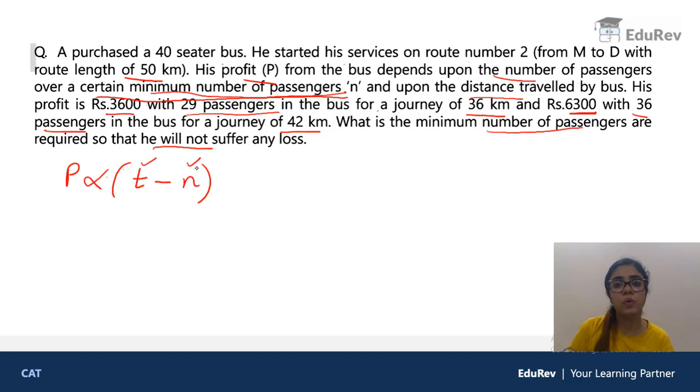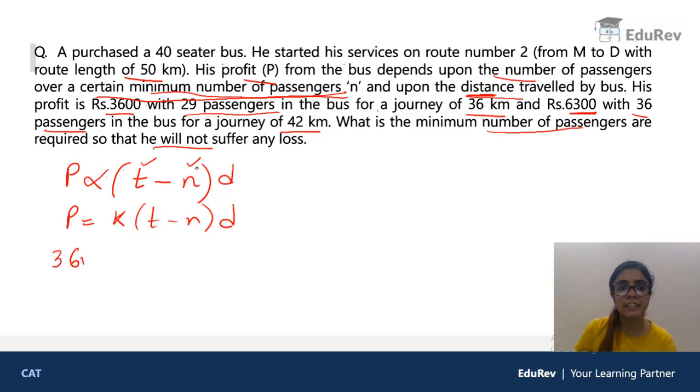But it also varies with respect to the distance traveled by the bus. So let's say the distance is D. Okay? So when I remove the variation sign, I will have to add a constant k into T minus N into D. So initially the profit was 3600. That is equal to k into the number of people traveling were 29 minus minimum number of people for no loss is N. And the distance is 36 kilometers.